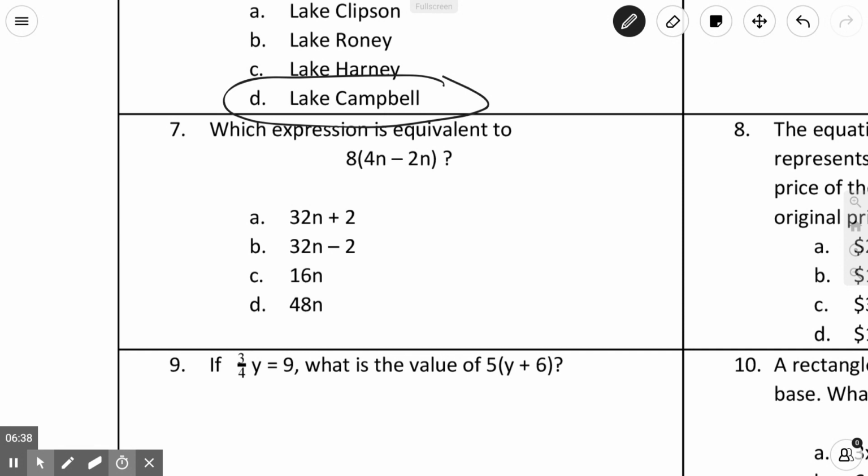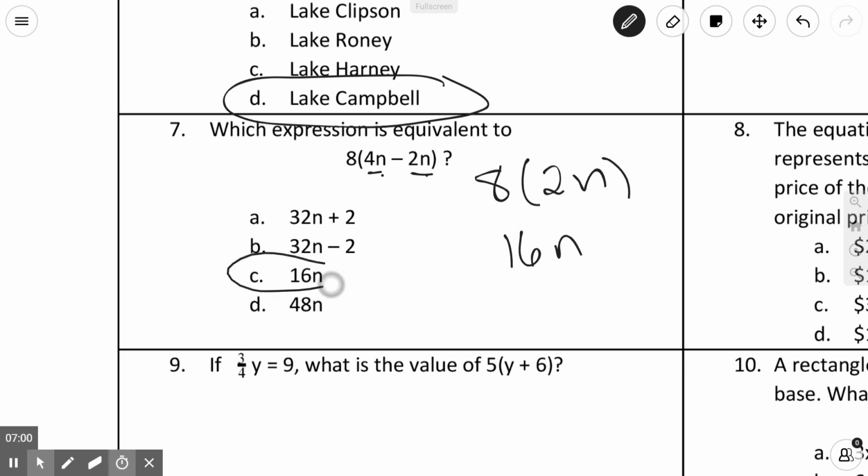Thus, which expression is equivalent to 8 parentheses, 4N minus 2N? As I look at this, I can combine 4N and 2N. And that gives me 4N's minus 2N's gives me 2N's. And then I have 8. So 8 times 2N's gives me 16N's. So the answer would be C.